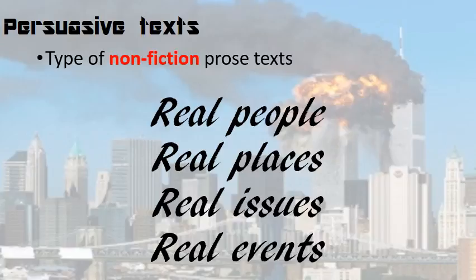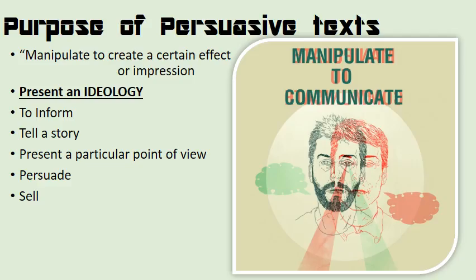Okay, persuasive texts are very much about obviously persuading. That's the point of a persuasive text. Okay, they're there to manipulate us into buying into something, being informed with a particular point of view, being persuaded, being asked to buy something. They're trying to sell something.